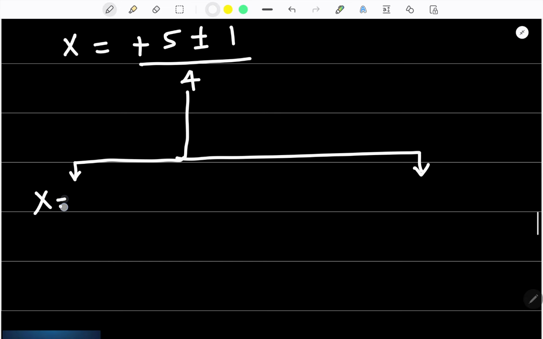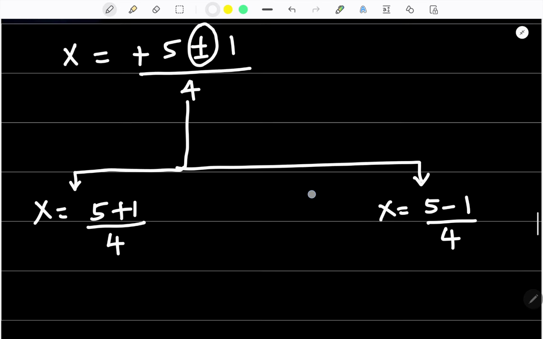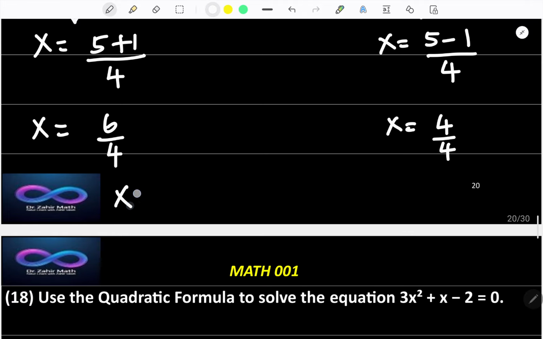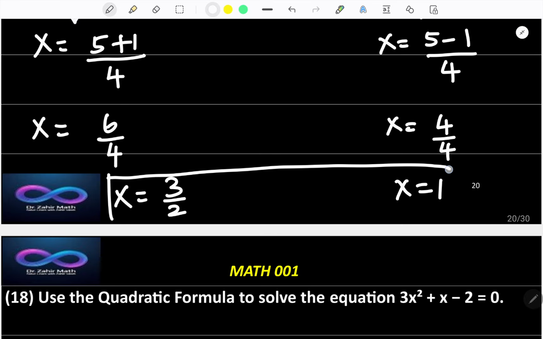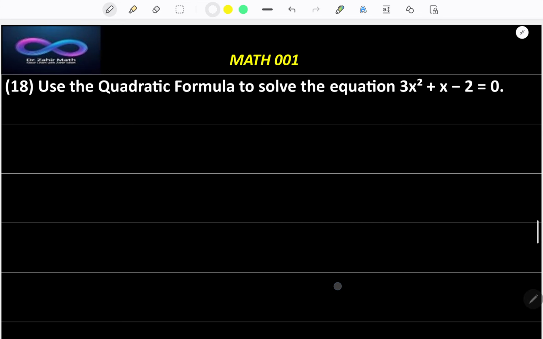So x equals 5 plus 1 divided by 4, x equals 5 minus 1 by 4. You look here, plus or minus. One is plus, one is minus. So x equals 6 divided by 4, or you can put it in the calculator. x equals 4 by 4. x equals 3 by 2 and x equals 1. Is this the answer you got in the calculator before you start the question? Wow, x equals 3 by 2 and x equals 1. Right, so nice. Let us go to the next question.